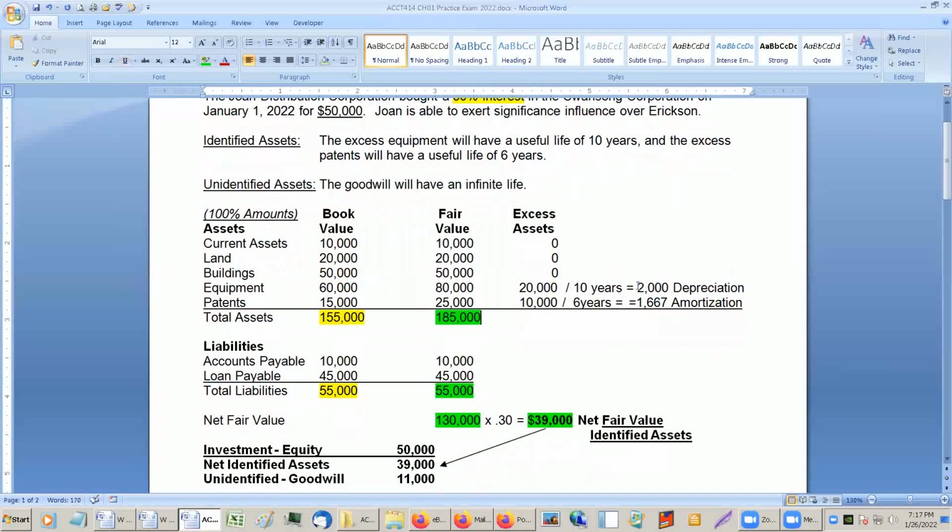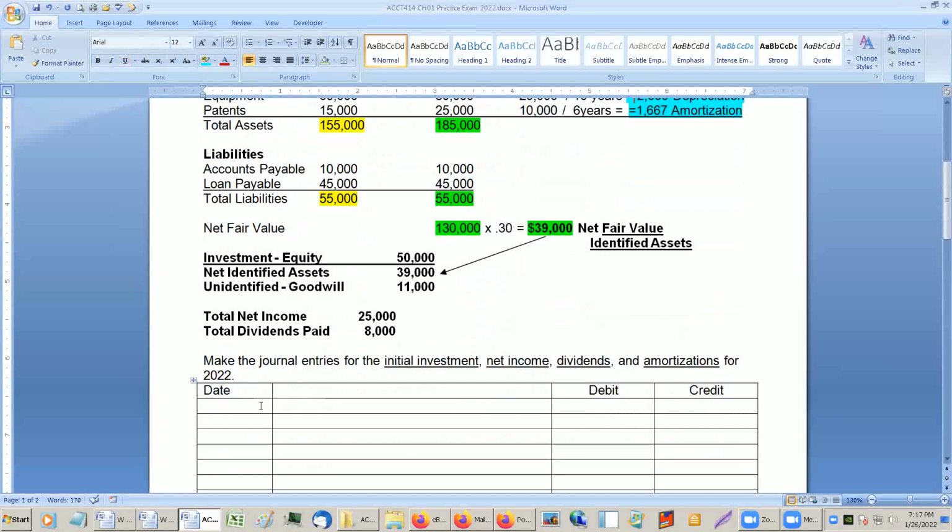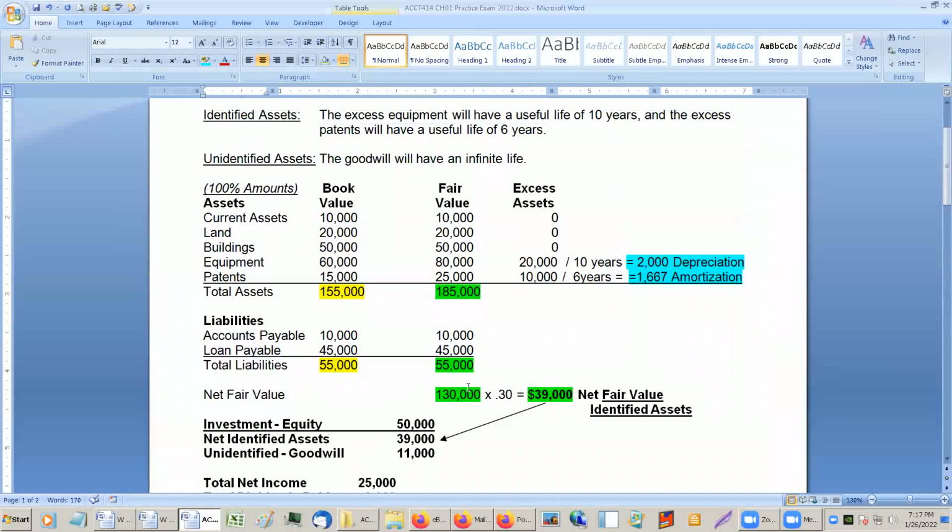$1,667, let's say. You can put these both in separately. You could also put them in the same one if you wanted. I'm probably going to put them in separately just so you can kind of see where they are. I might need to add a few rows here. Okay, so let's start entering this stuff.